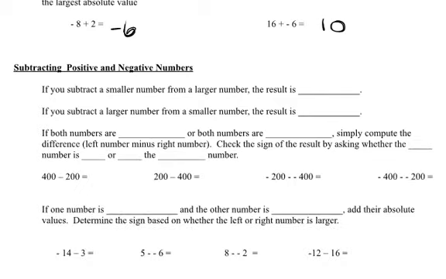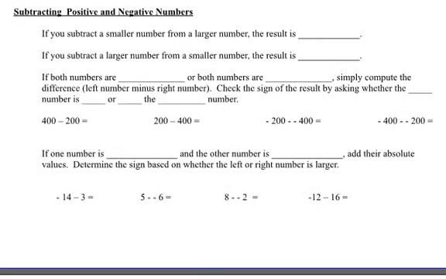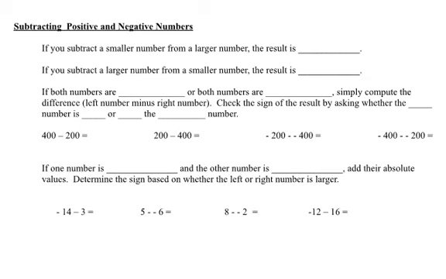When we're subtracting positive and negative numbers, if you subtract a smaller number from a larger number, the result is positive. So that's like saying 5 minus 1 is a positive answer. Okay? If you subtract a larger number from a smaller number, the result is negative. If you only have $5 in the bank, but you spend $10, your bank account is going to be negative.